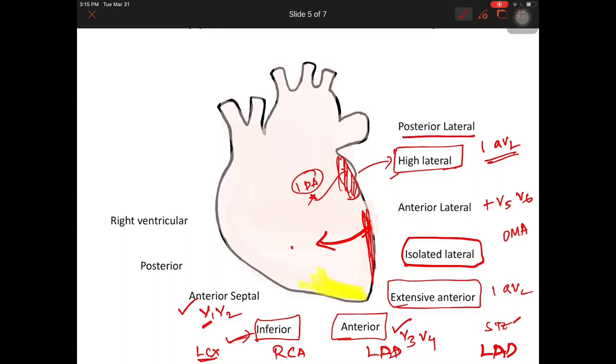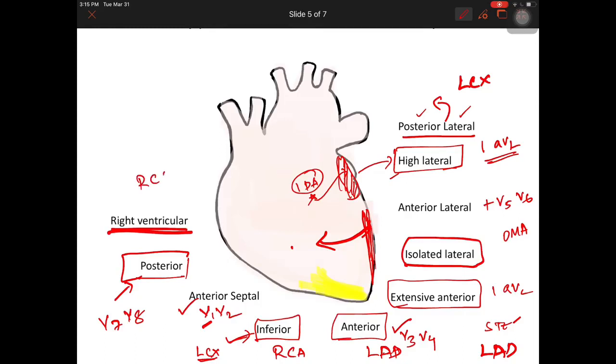Posterior and lateral is due to the left circumflex artery. If it is a proximal lesion, it will show both posterior and lateral. If it's a distal lesion of left circumflex, there will be only posterior myocardial infarction, which will be seen in V7, V8. Right ventricular infarction is definitely due to the right coronary artery, which will be picked up by the right sided chest leads. And that's it. We have covered all the types and all the arteries and where we will see them in the ECG leads.